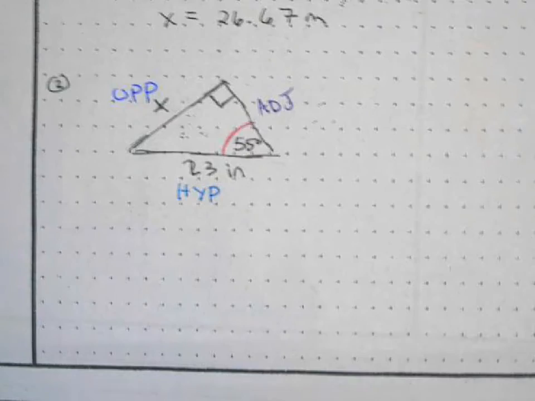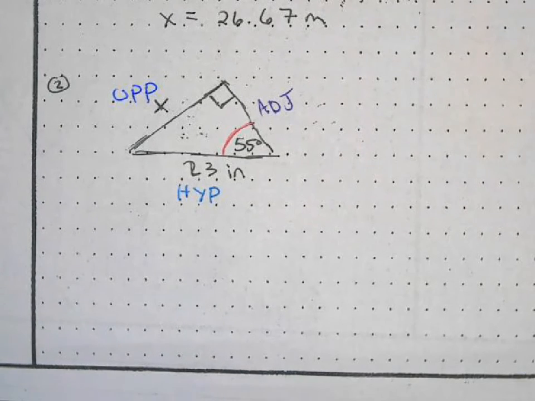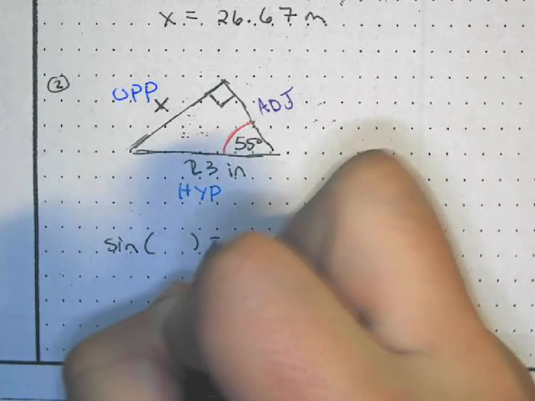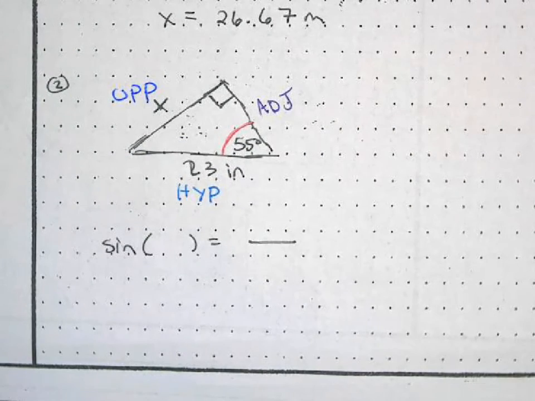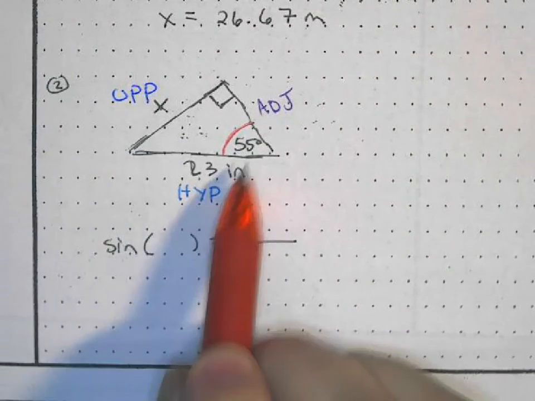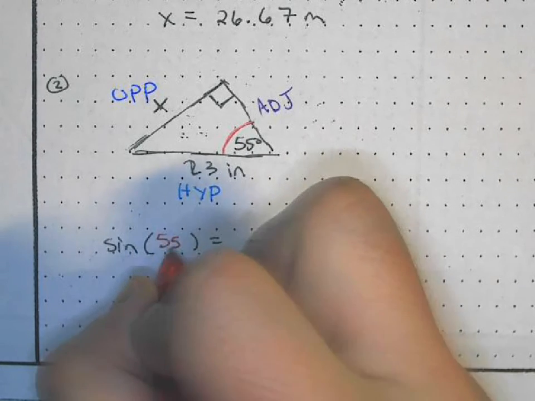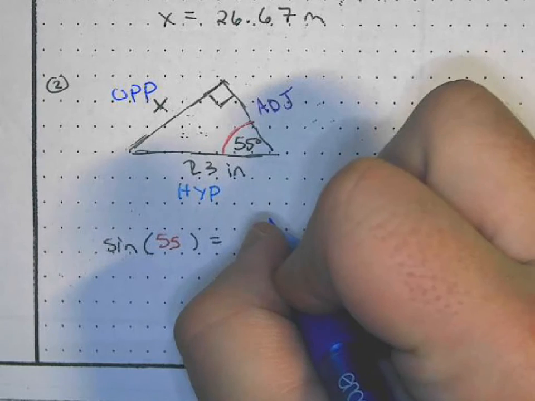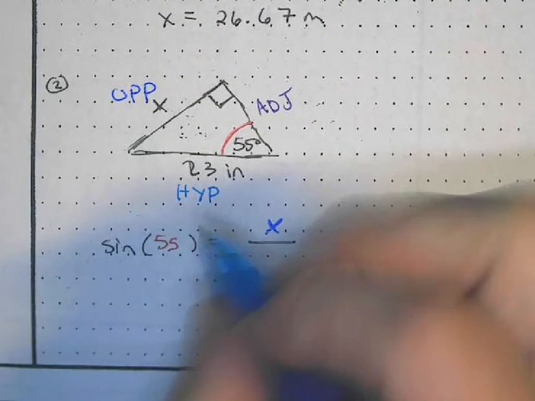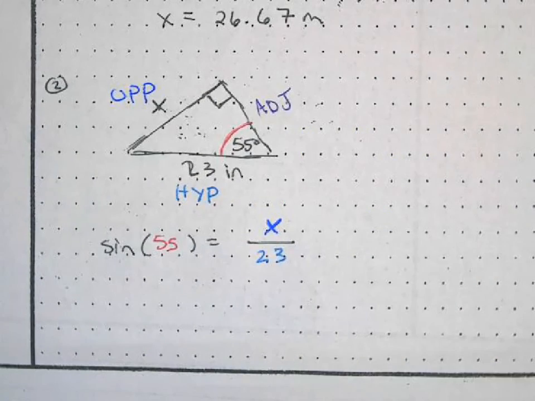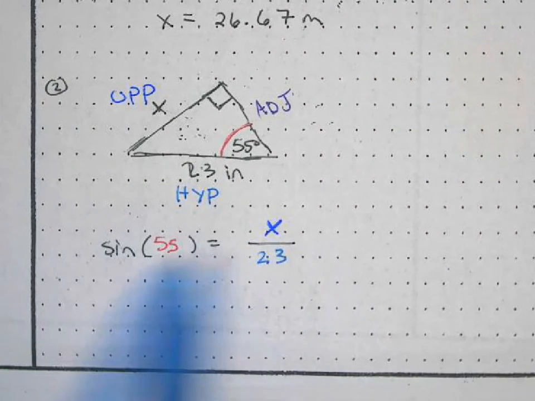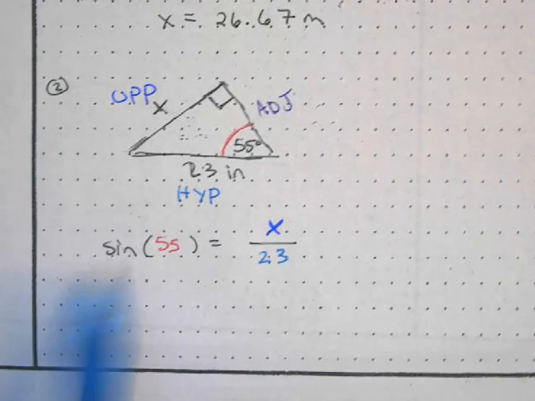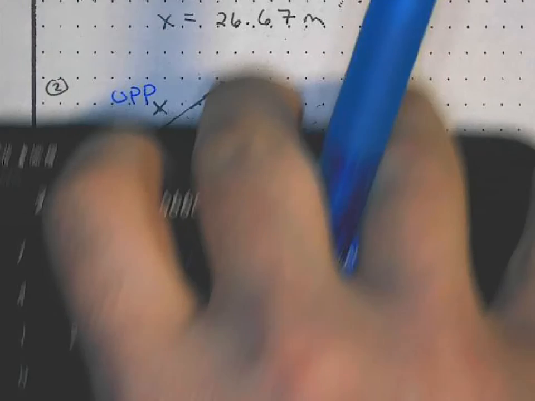Now that we have all this, we can set up our sine and use our calculator to help us solve. So we'll say sine of our focus angle is equal to opposite over hypotenuse. So sine of my focus angle, 55, is equal to opposite, my x, over my hypotenuse, 23, like so. It's all about the setup. It's all about the labeling and the setup, and then we use the calculator to help us do the rest of the lifting. So I'm going to use my calculator for sine of 55.